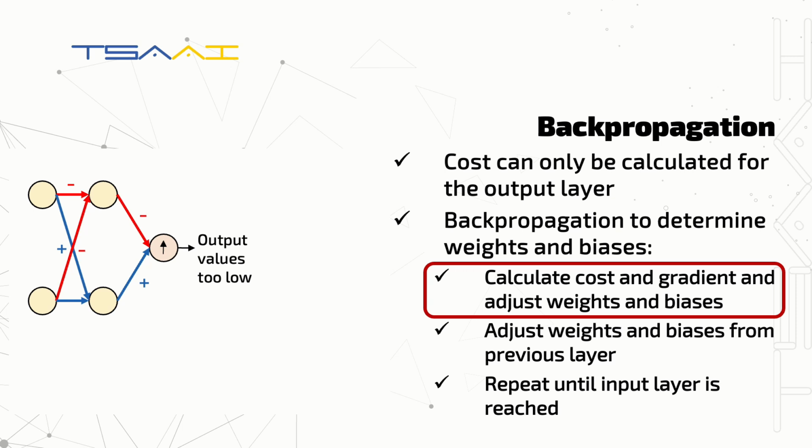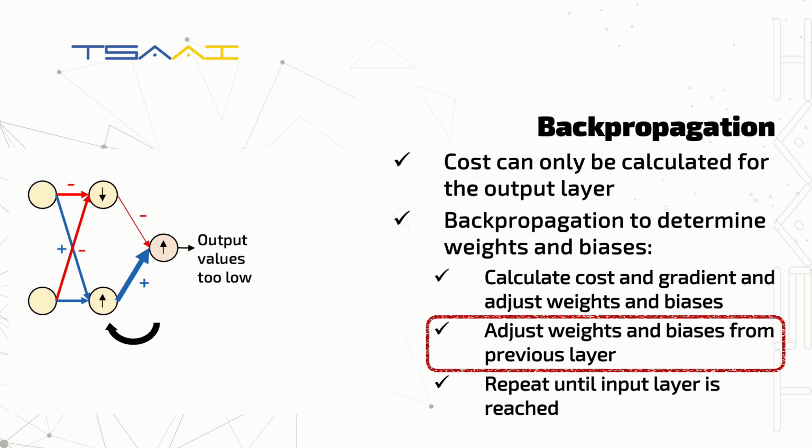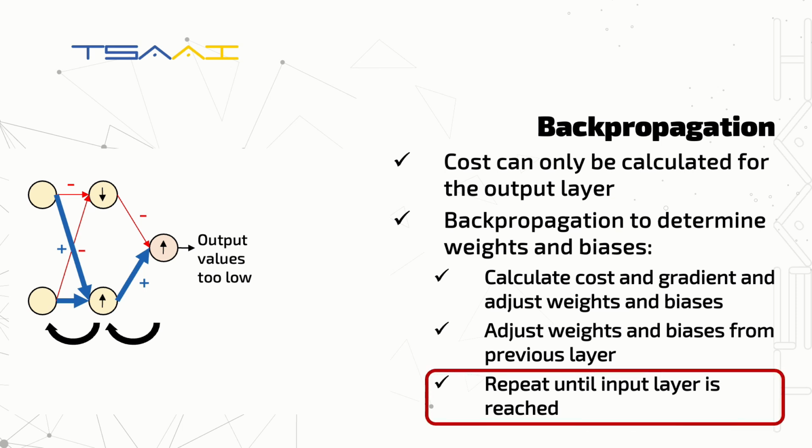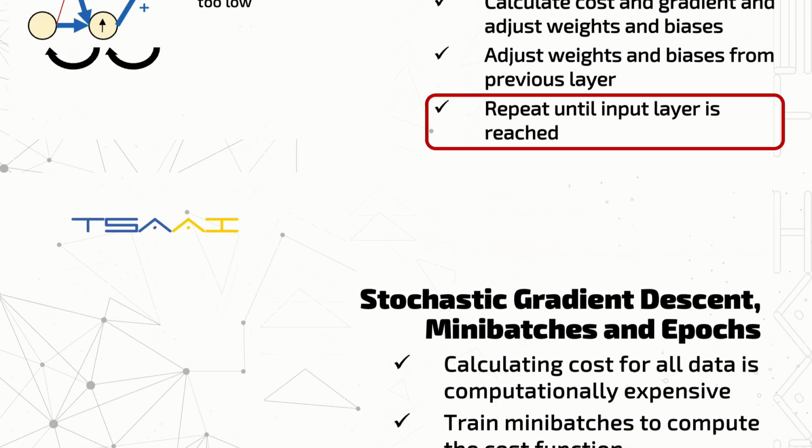Now the output values of the previous layer can be changed to get the desired output by adjusting the weights and biases. This process is repeated until the input layer is reached.